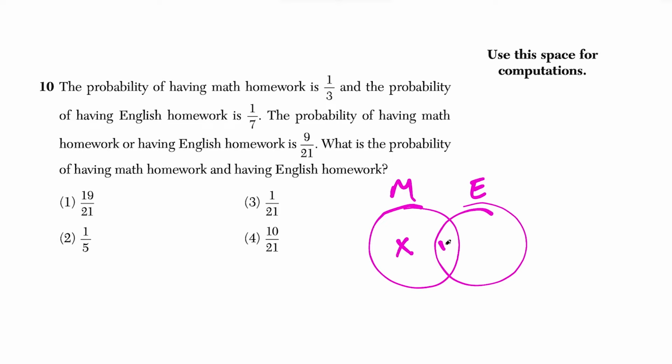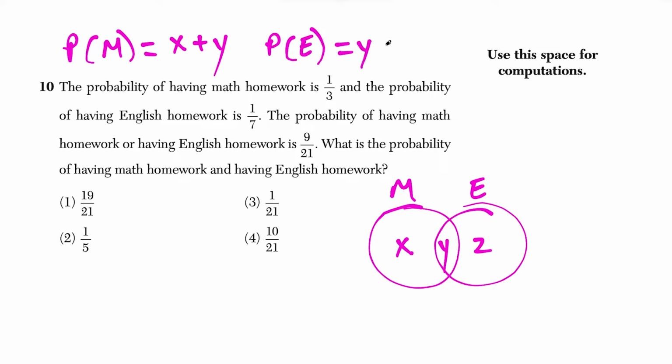And then I'll put an X, Y, and Z here. And what we could say then is that the probability of having math homework is equal to X plus Y. X represents when we just have math homework. Y represents when we have math and English homework. And then Z represents when we have just English homework. So now I'm going to say for probability of English homework, that's going to be equal to Y plus Z. And now we could fill in the blanks.